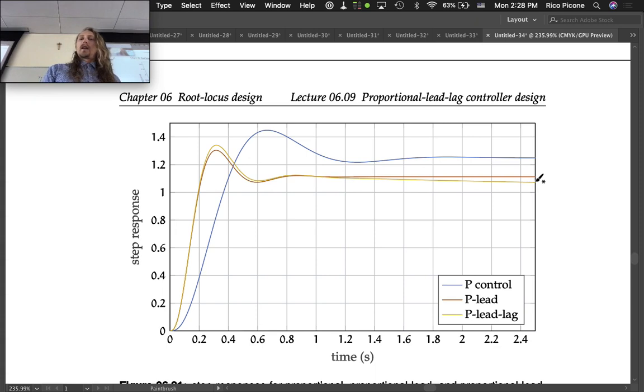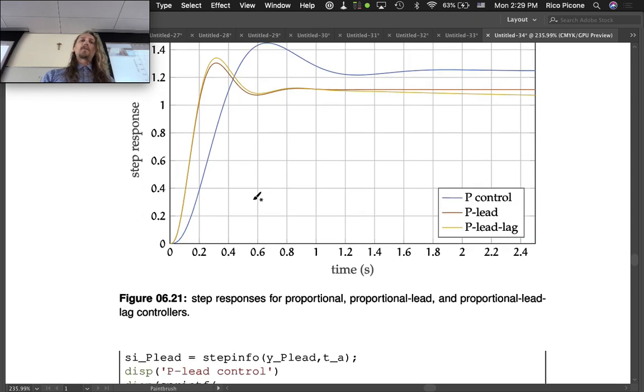10%, 11% error. And so we see with our lead lag, the yellow one, that we actually are reducing that steady state error down. But it's slow, right? It's slow. And also notice that we kind of screwed up our transient a little bit when we added that lag. That transient got a little worse.